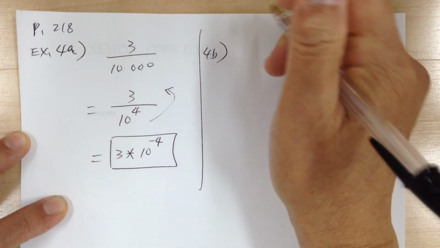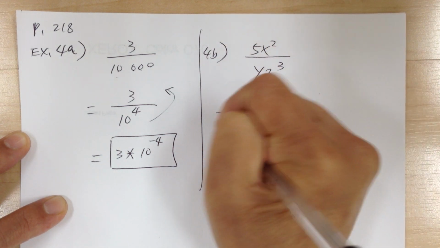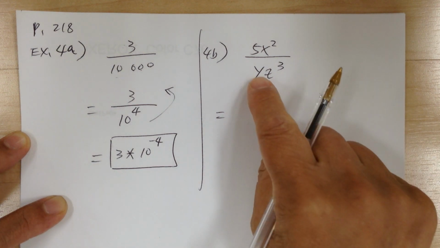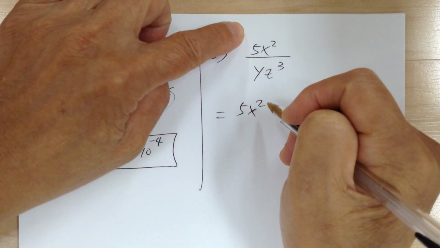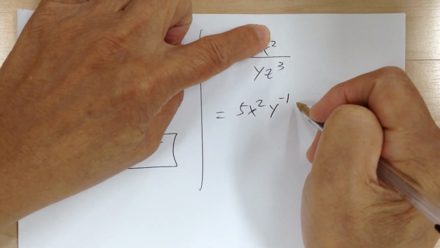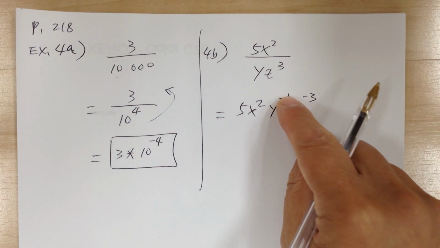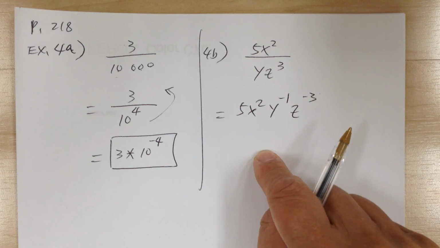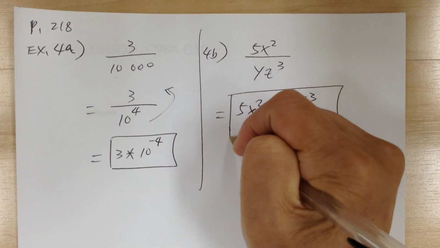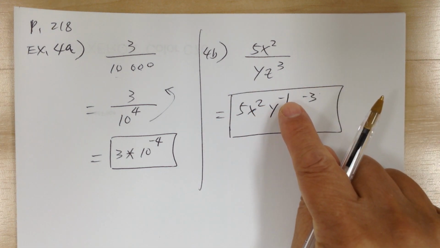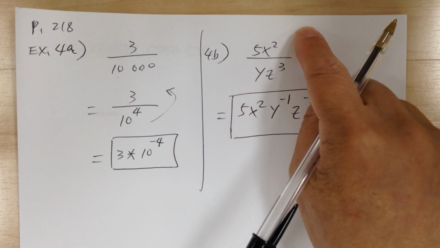Now let's do 4b. You got 5x squared over y z to the 3. Again, no fraction, so you have to move everything up. The 5x squared is already fine. When you move this up, it becomes y to the negative 1. When you move this up, it becomes z to the negative 3. And you can check, right? If you move this back, you get that. This you move down, you get that. Again, when you take a reciprocal, the exponent will change sign. If it's positive, when you move over, it becomes negative. If it's negative, when you flip it, it will become positive.